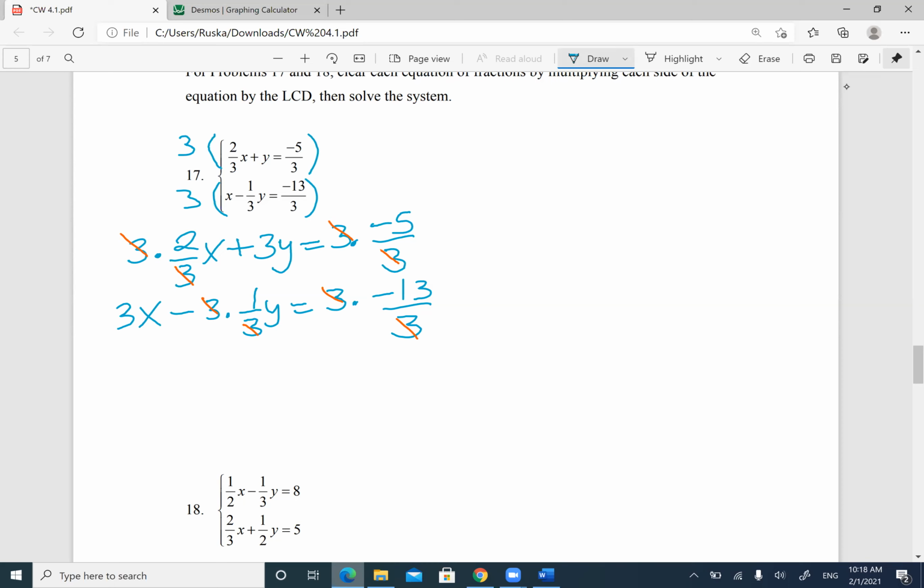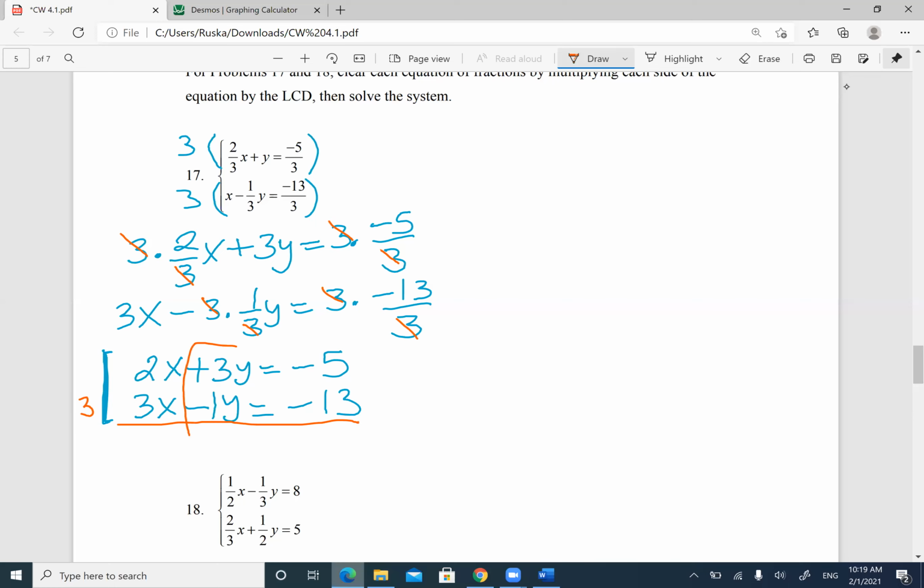And then you can solve it the way you like. So you have 2x plus 3y equals negative 5, and then 3x minus y equals negative 13. Now, how do you want to solve this system? You can do the addition method, right? This is negative 1, so I can multiply the second equation by 3, and I'm going to eliminate the y's.